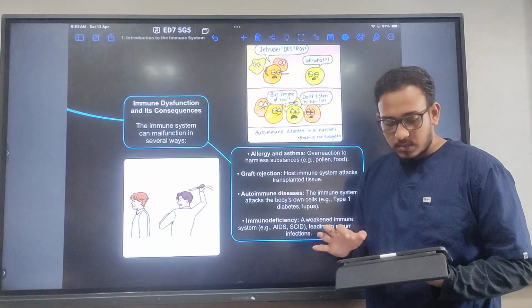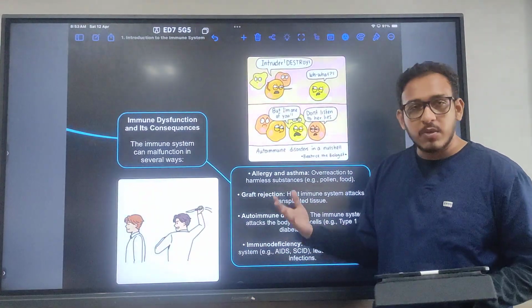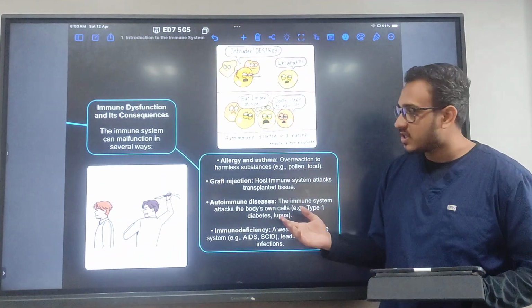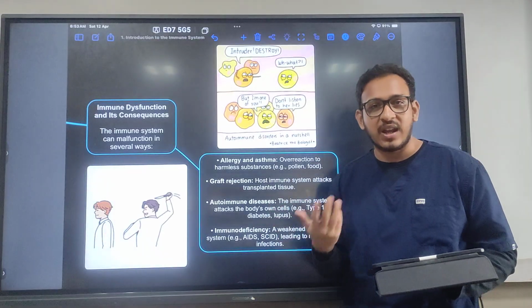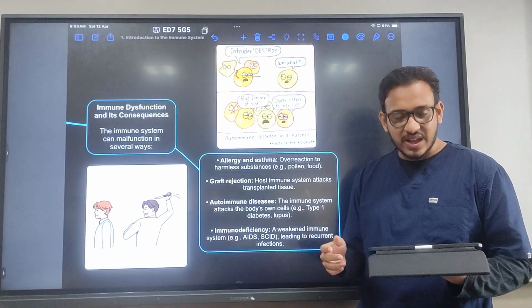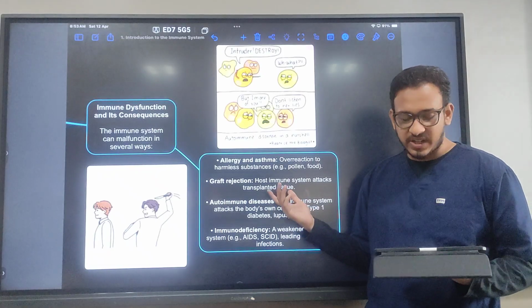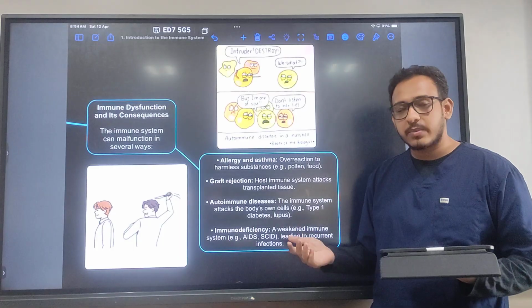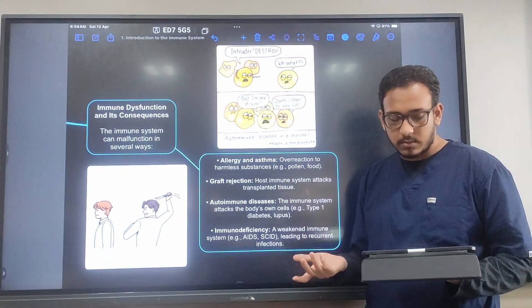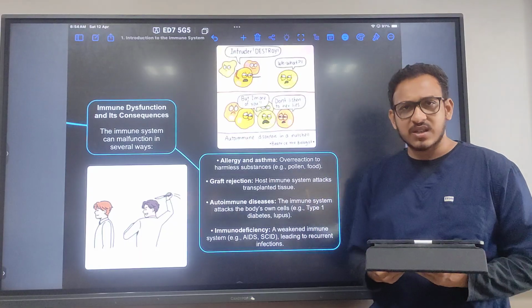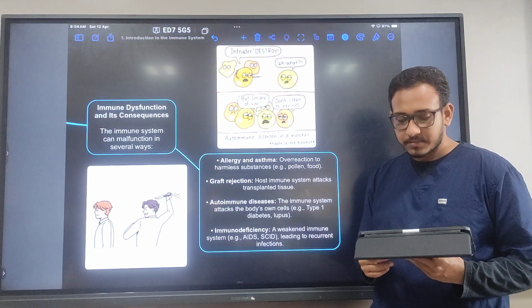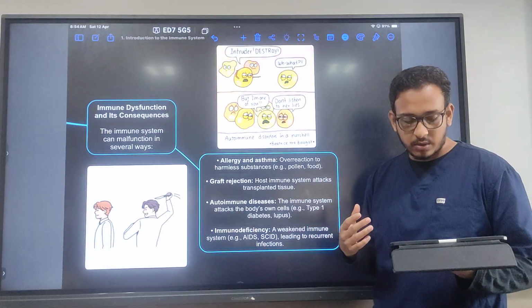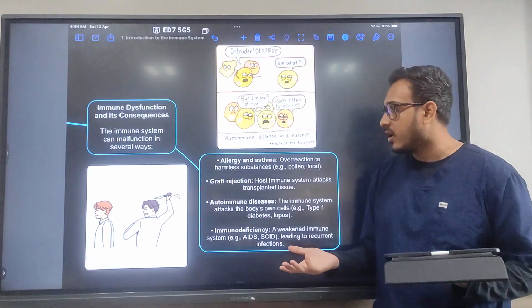Now coming to immune dysfunction and what its consequences can be. Immune dysfunction is basically our body's defense acting against our own body. There are various conditions such as allergy and asthma, which are an overreaction to harmless substances like pollen or some food substances. Then there is graft rejection, where the host immune system does not accept the transplant and rejects it.